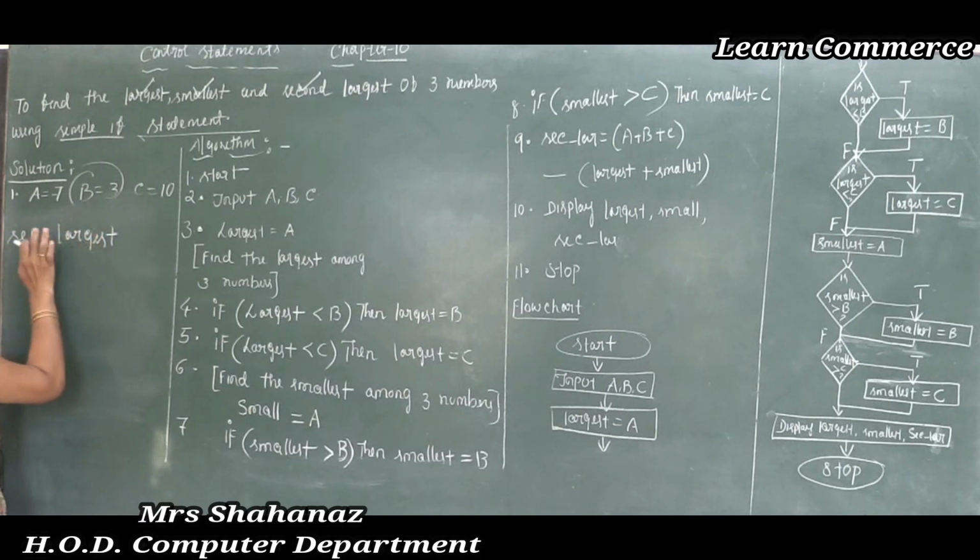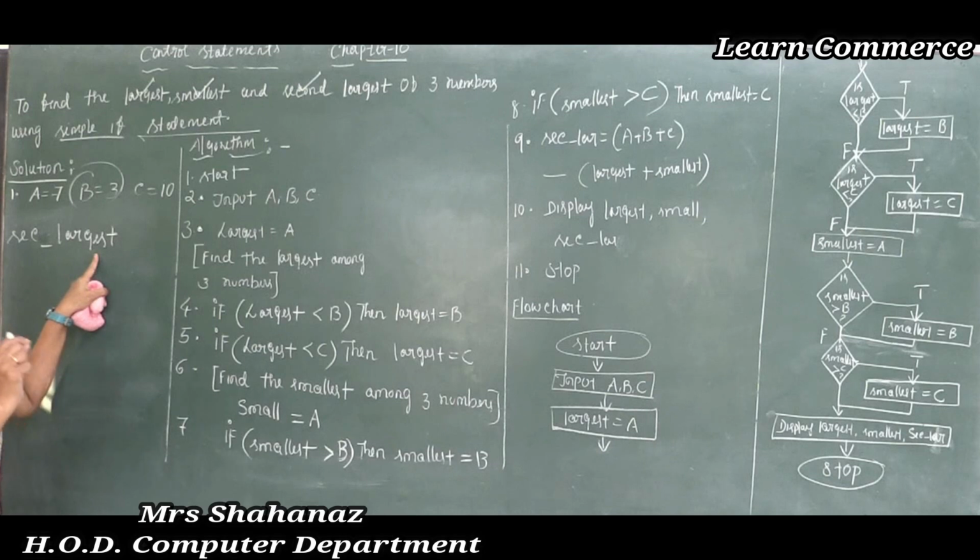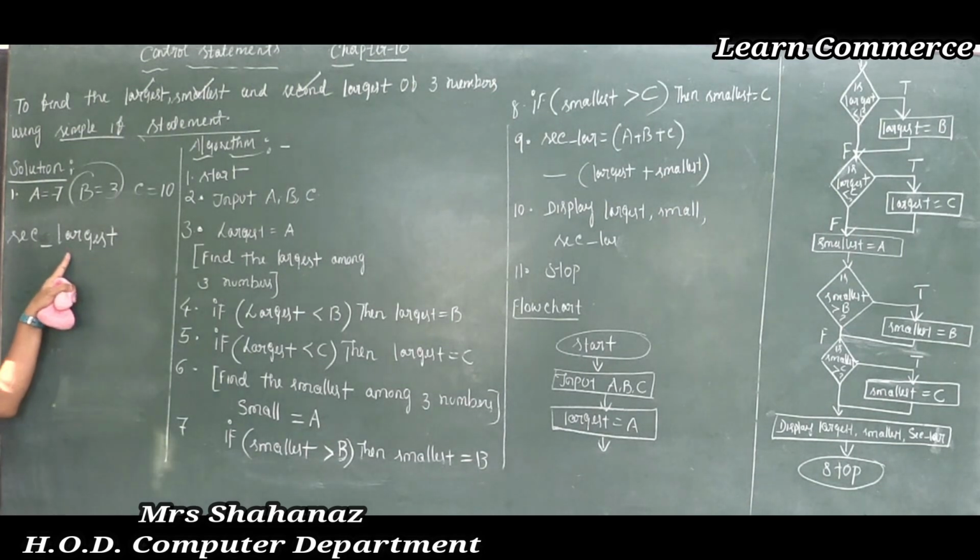Okay, the second largest of the numbers, we can write it as SEC, I am writing SEC, that is equal to second underscore largest. As we know, one special character we can use to give a name to the variables, the special character is called the underscore. Clear this point? So I am using sec underscore largest, here I am finding the second largest of the numbers. So how to find out the second largest of the numbers?